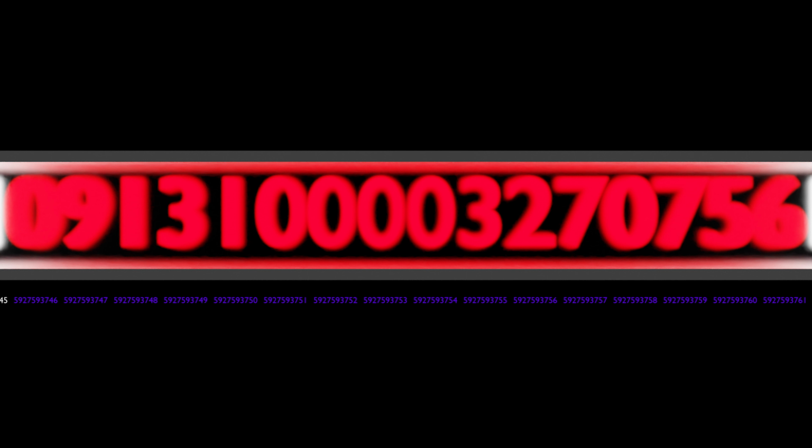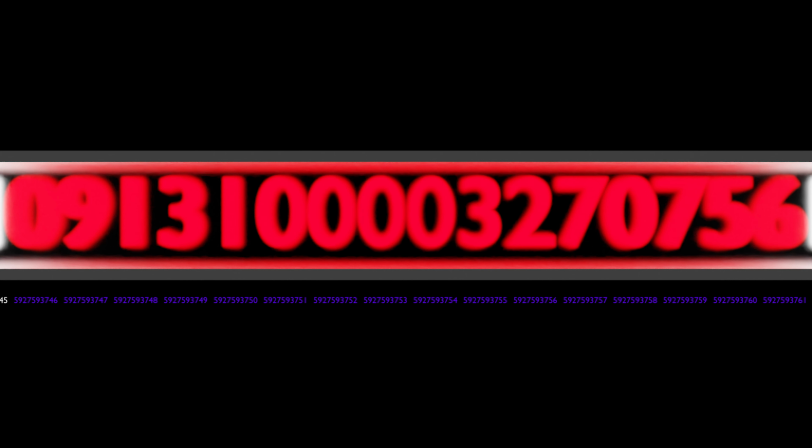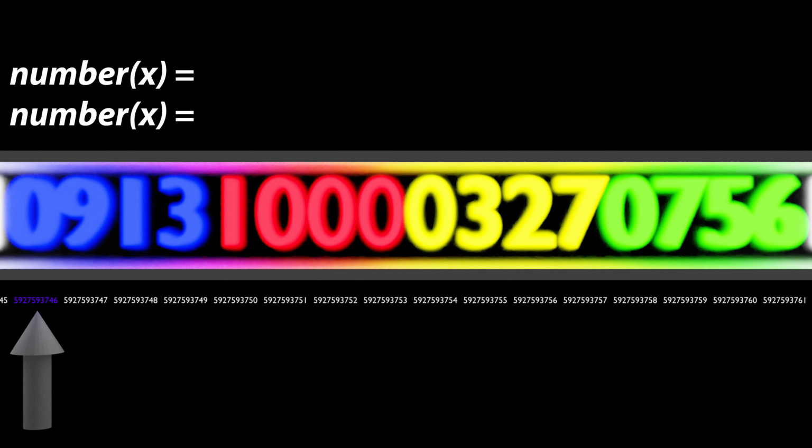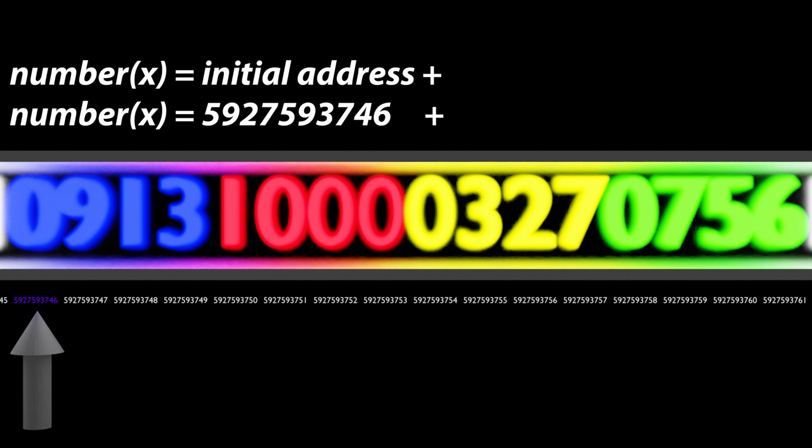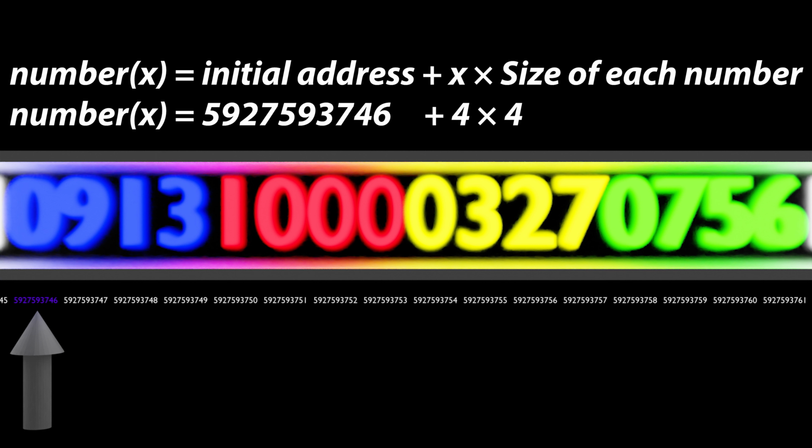And here we come to the addresses and offset. What if we were to memorize only the address of the first object on our list? We could then just offset it by any number we want. For example, the programmer could just ask for any digit simply like this. Go to the initial address, then for the 4th number, just add 4 times the size of each number.